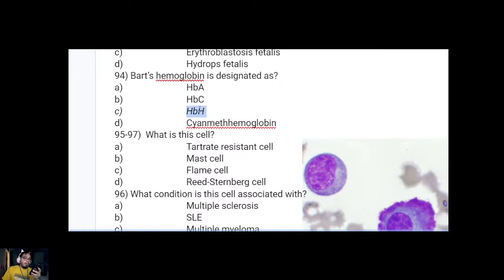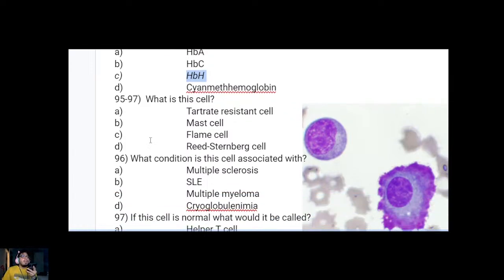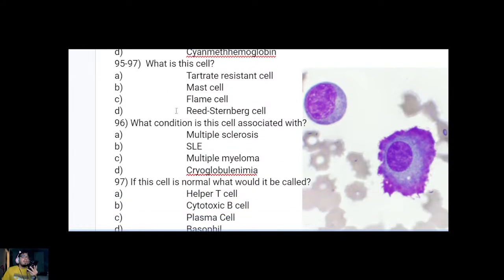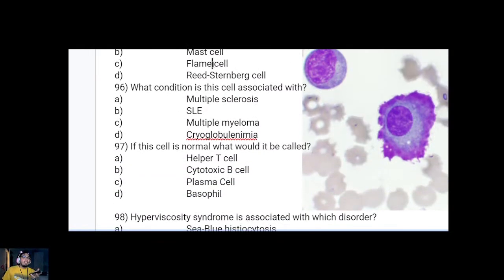Next, Bart's hemoglobin naman tayo is designated as HbH. Okay? So madami naman na itama, sir, pero hindi lahat tama. Yun ang nalulungkot ako. 95 to 97 is for this cell. What is this cell? That is a flame cell. Tartrate resistant cell, usually brown siya. Mast cell, kasi ang gamit mo is trap stain.